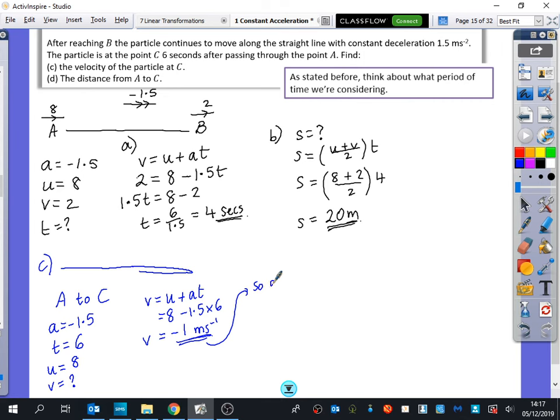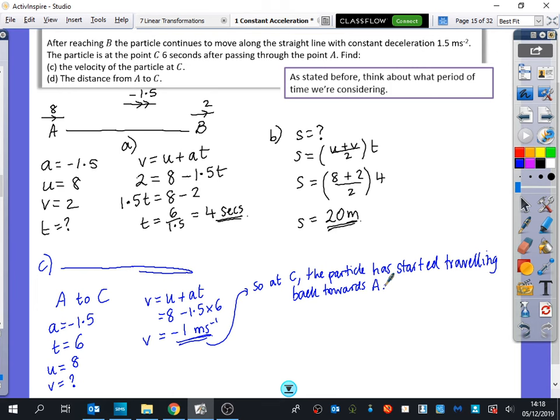So at C, the particle has started traveling back towards A because its velocity is negative.